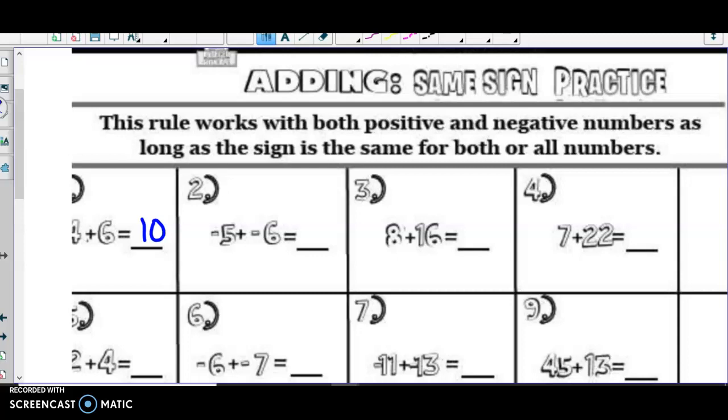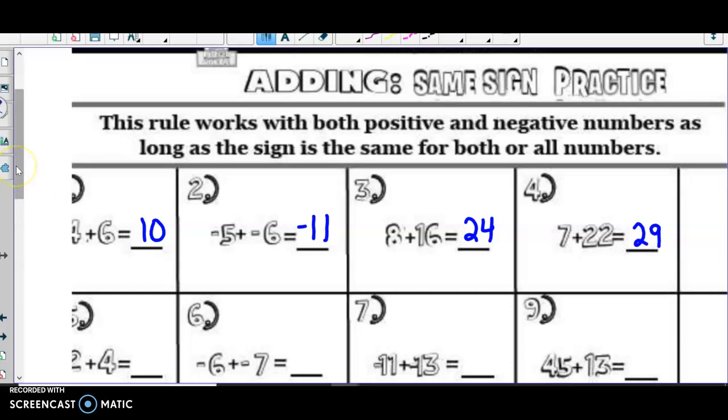Here, I have -5 and -6. If I add 6 and 5, that gives me 11. They started negative. They have to stay negative. 8 plus 16 would give me 24. They were positive, they stay positive. 7 plus 22 gives me 29. Those were positive, so they're going to stay positive.